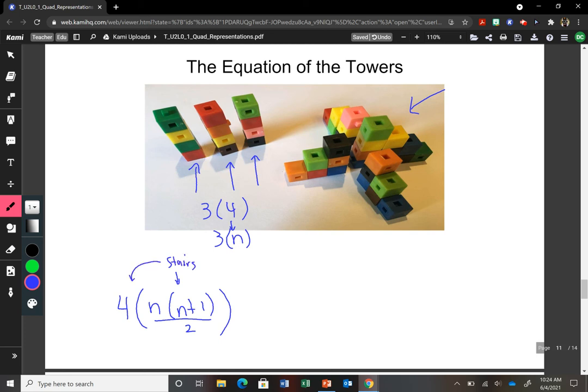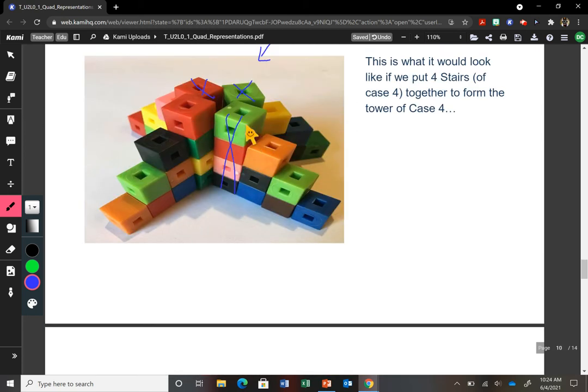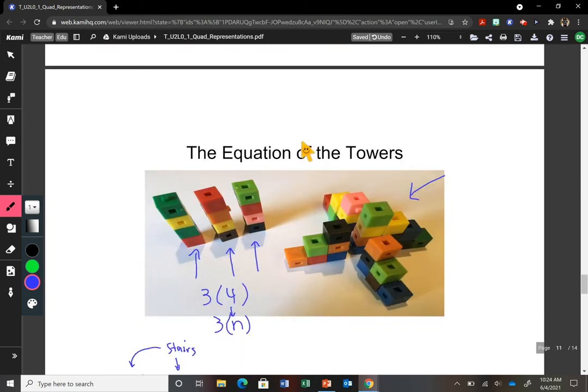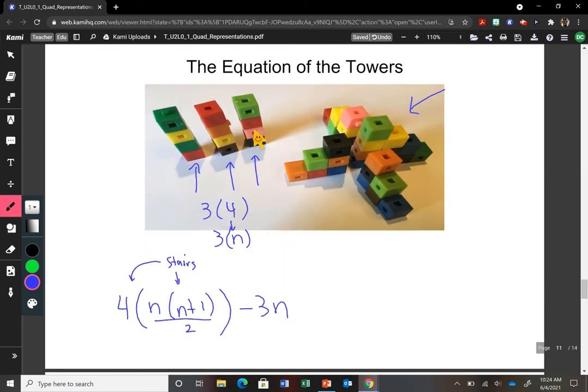We need 4 of the stairs, but I also have to take away these 3 in order for it to be a perfect stairs, which is, I'm going to take away the 3n. So that is the equation for our towers. So we worked with the stairs, we know we needed 4, and then we got stuck here. We said, oh, we need to get rid of these 3. And these 3 are just 3 of the 1, 2, 3, 4s. Okay, remember we're case 4, so we replace the 4 with an n because we want to generalize it. So we come up with this guy right here.